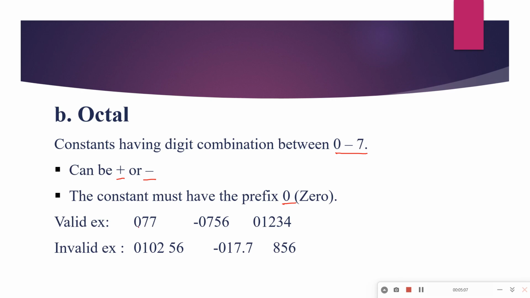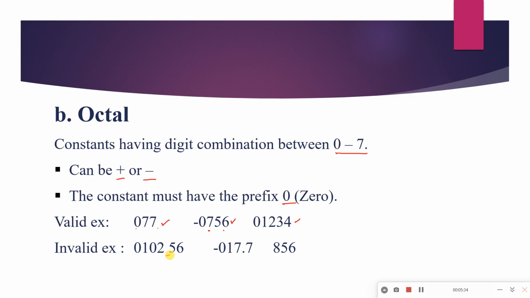So, if we look at these examples, 077, yes, 77, it is in the range of octal, that is 0 to 7, so it is valid. And here also 7, yes, it is a combination between 0 to 7, and 5, again 6, and it is prefixed with 0 and a sign, so it is valid. Here also it is valid. Now come to invalid examples.